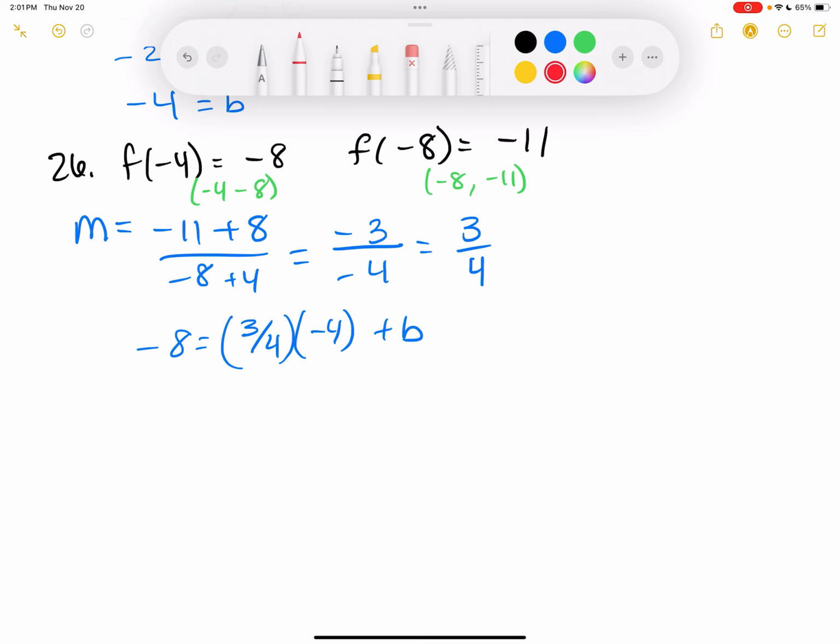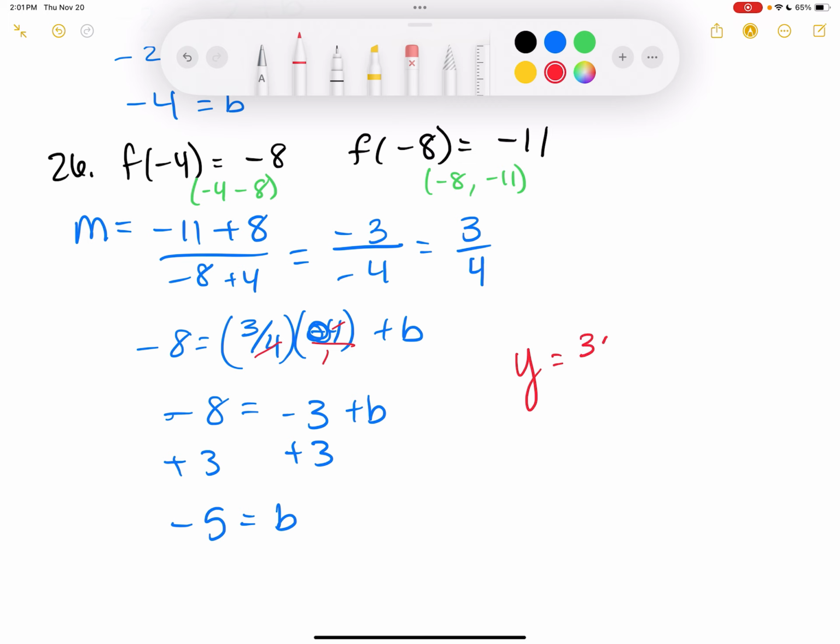So this one fortunately works out relatively nice because we have 3/4 times -4. If you need to visualize that as over 1, the 4's cancel top and bottom. So I have -8 equals, this negative didn't cancel, only the 4's cancel, so -3 plus b. Add 3 to both sides, so I have -5 equals b. That would be y equals x minus 5. Yep. This one isn't that complicated.